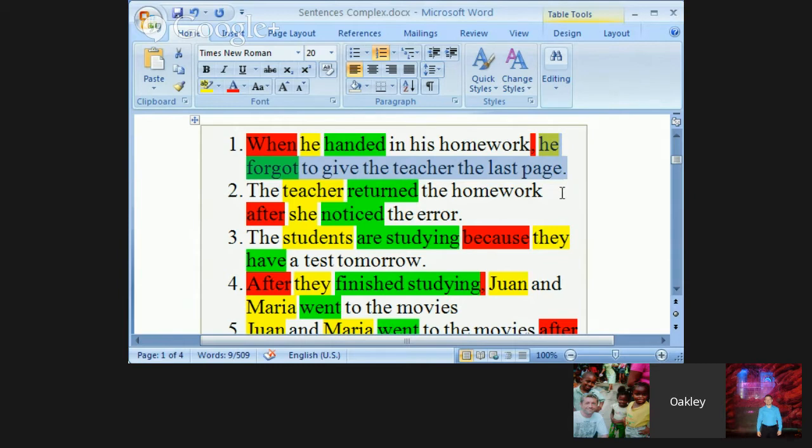The only difference is that if I have the independent clause first, he forgot to give the teacher the last page, and then it's followed with a dependent clause, I don't need a comma. In fact, I can't have a comma. Actually, it's a strong, strict grammatical rule. You can't have a comma, which is frankly a mistake that I occasionally make. So be aware of that.